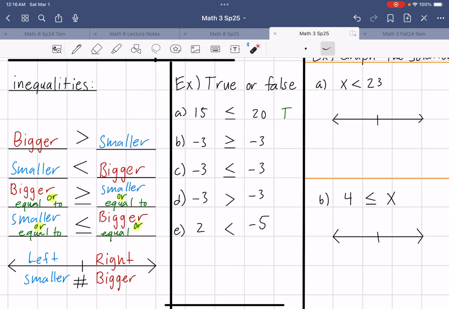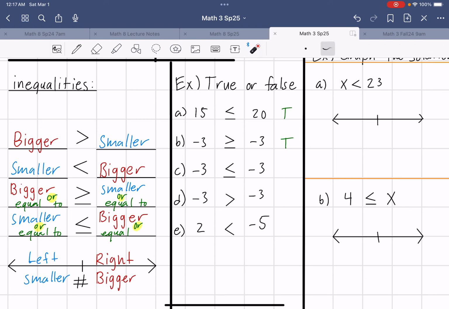Next. Now I have the other symbol facing the other direction, but the idea is still the same. The left side should be bigger, the right side should be smaller, and they are clearly the same number. So I don't satisfy the inequality in this statement, but I do satisfy the equality. So because I only need to satisfy one of them, that's a true statement.